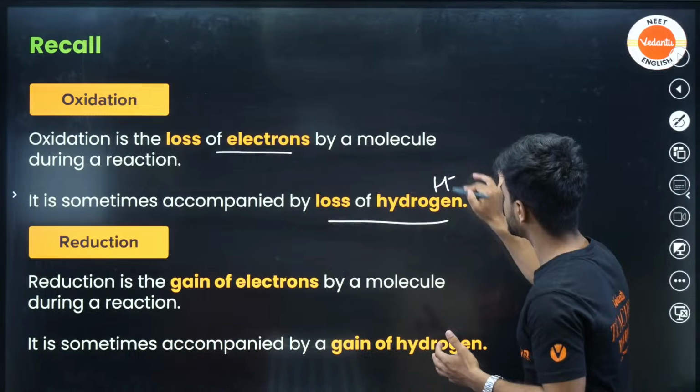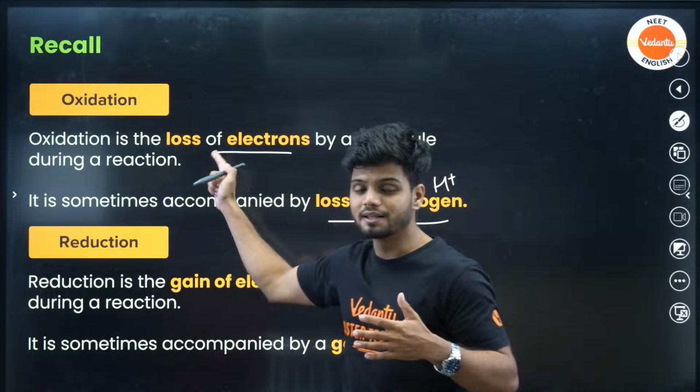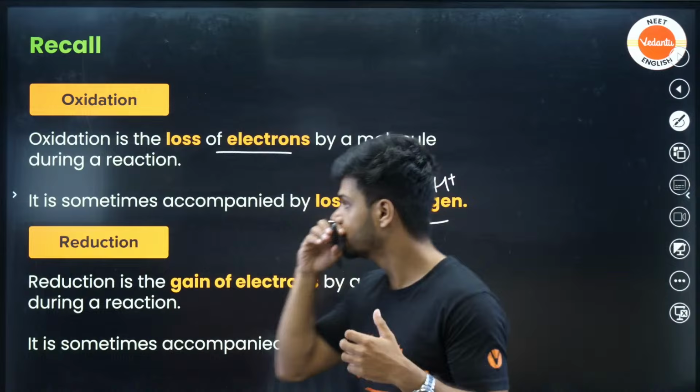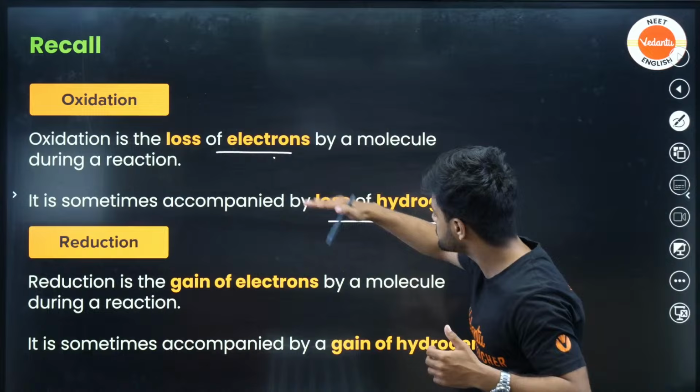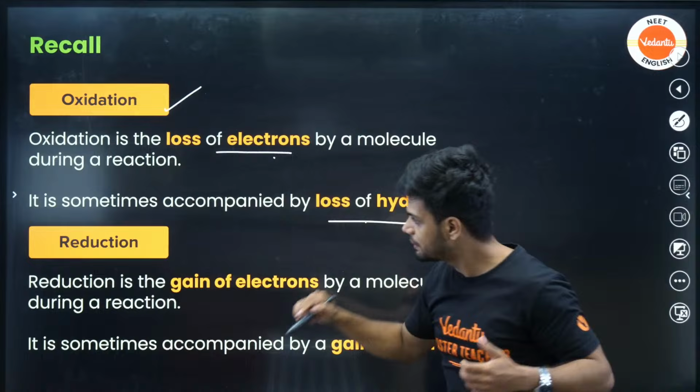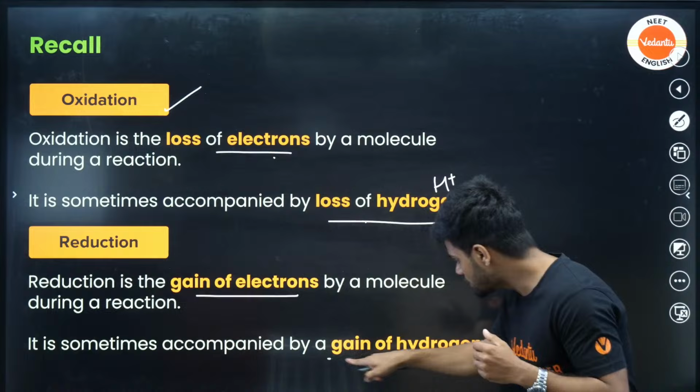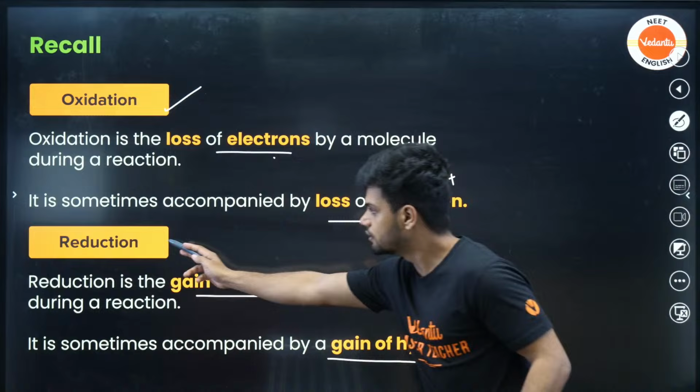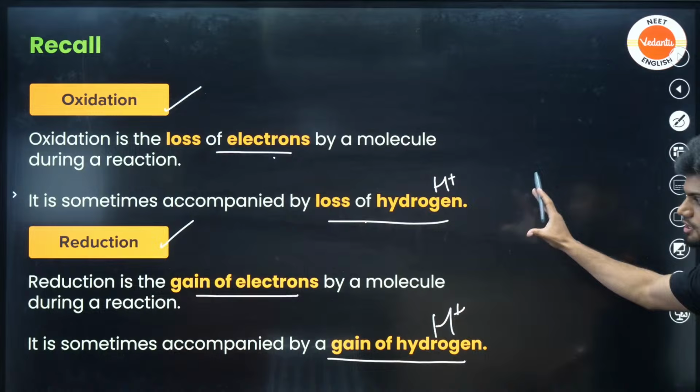What is reduction, students? Please write down this one. This can get very confusing because I'll be telling you a lot of oxidation reduction now onwards. What is oxidation? Loss of electrons, or loss of hydrogen, or loss of protons is called oxidation. Similarly, gain of electrons, gaining of hydrogen or gaining of protons is called reduction. Please write it down. I'm going to move aside, write down this, and we will start now.